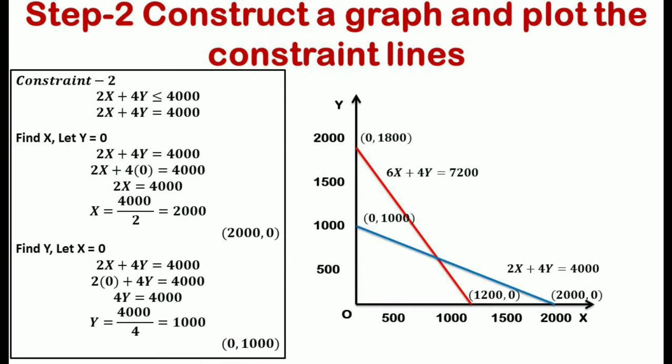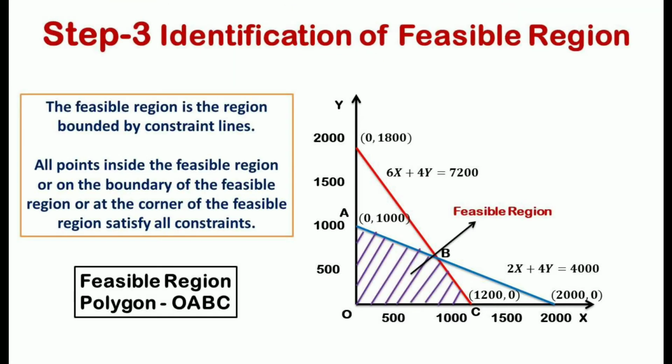Now we are drawing another line joining the 2 points, that is x is equal to 2000 and y is equal to 1000, to represent the second constraint. So this is the line. Every point on the line satisfies the equation, and every point below the line will satisfy the inequality. So the blue line represents 2x plus 4y is equal to 4000. So we have drawn the graphical representation of two constraints.